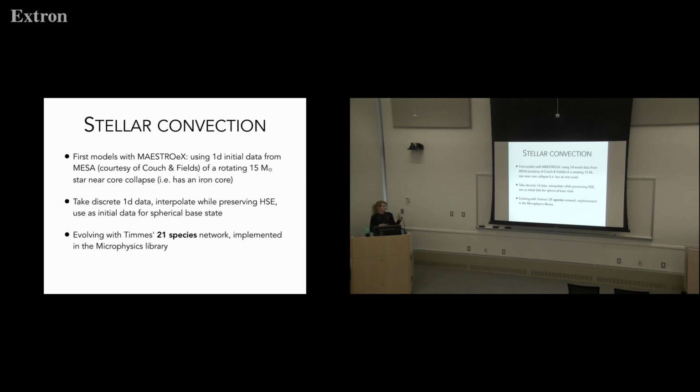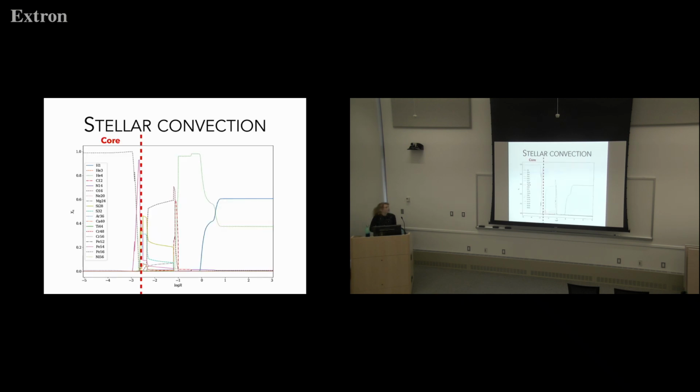We're then going to evolve it using a 21 species network. Instead of using a larger network, 21 species is basically the largest one we can do, which accurately models the physics, but doesn't completely kill our computer in terms of memory requirements. And that's implemented using our microphysics library. So this is what the model looks like.